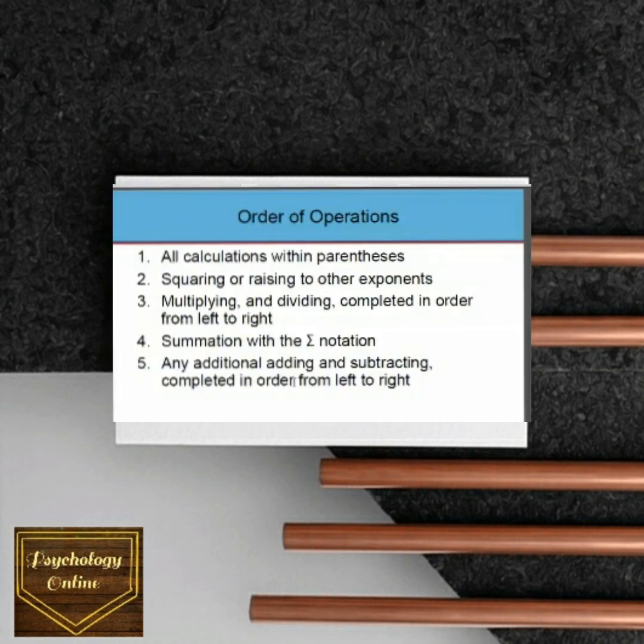First of all, calculations within the parentheses are solved. Secondly, the squared values or other exponent values are solved. Thirdly, from left to right, multiplication and division is performed. Fourthly, summation is performed at the end. Any additional adding and subtracting is completed from left to right. Here comes the end of the whole lecture.